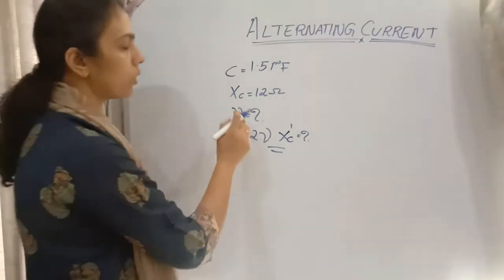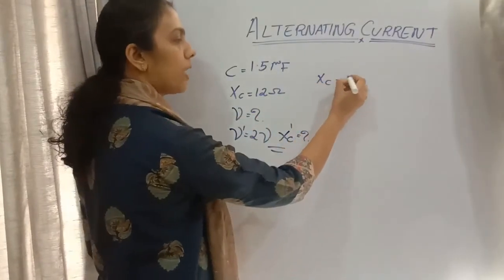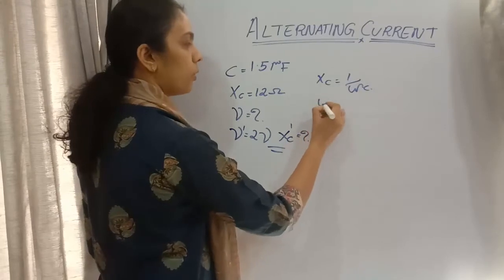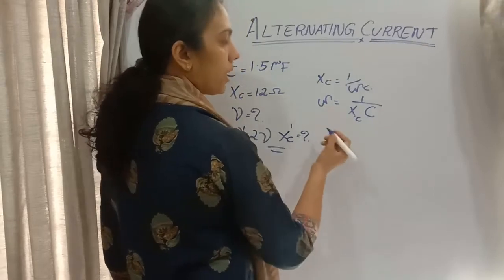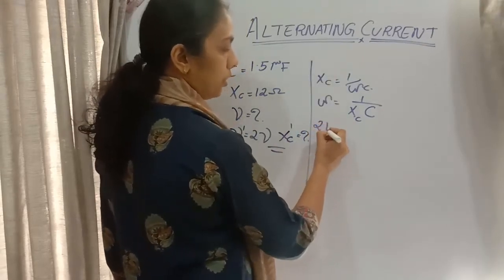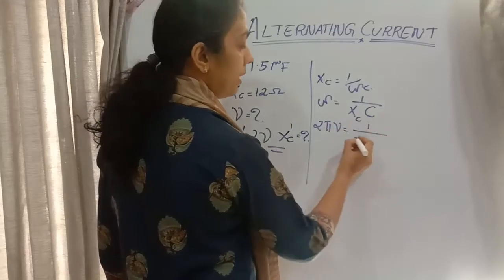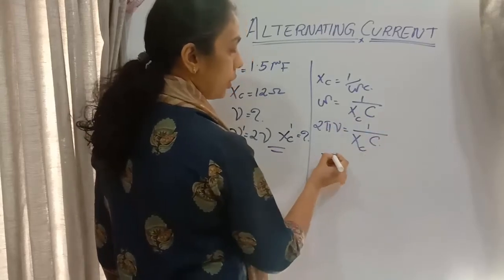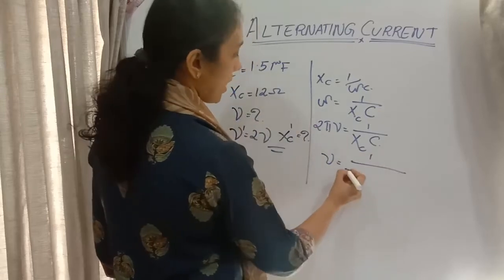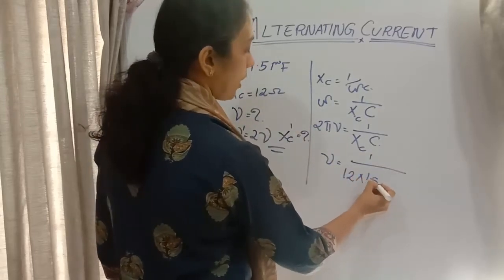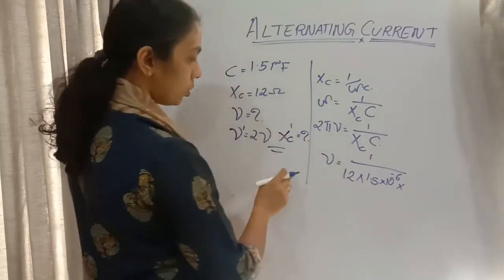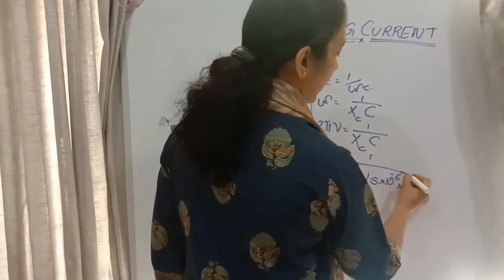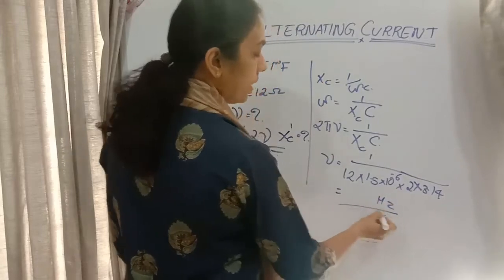How can we find out nu? Xc equals 1 by omega c. Therefore omega equals 1 by Xc into c. Omega we know is 2 pi into nu, so nu equals 1 by Xc into c into 2 pi. What is the Xc value? 12. 1.5 into 10 to the power minus 6, microfarad to farad conversion, into 2 into 3.14. So here you will be getting the value in hertz.